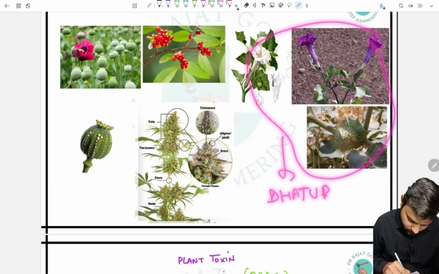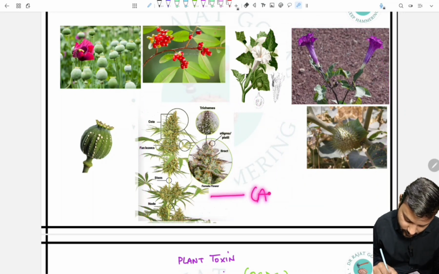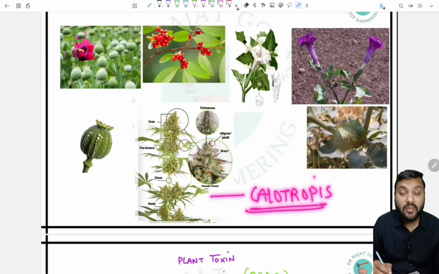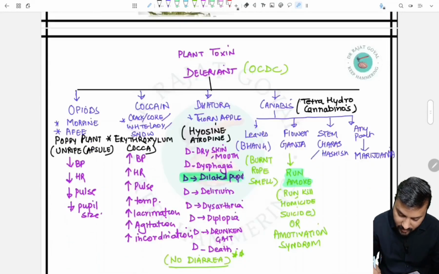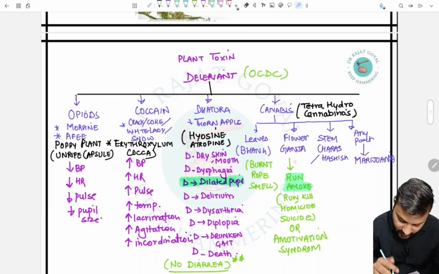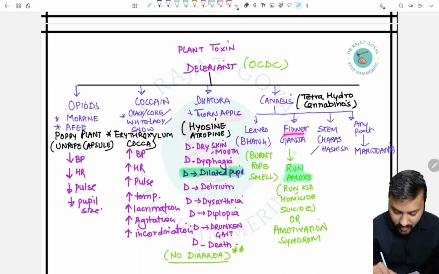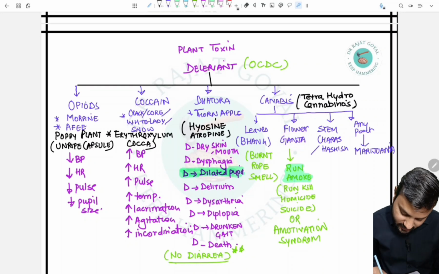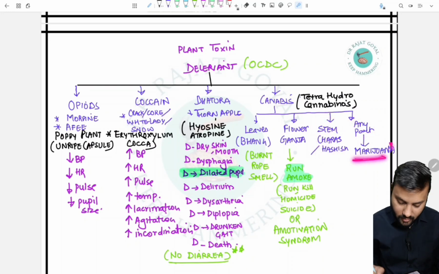Now this is the image of calotropis. In calotropis, it is important because we have to know all the parts, because all the parts are used for making one or the other thing. Such as if we talk about the leaves, then we can make the bhang from it. If we talk about flowers, then we can make ganja from it. If we talk about the stem, then we can make charas or the hashish from it. And any part of the calotropis plant can be used for making the marijuana.